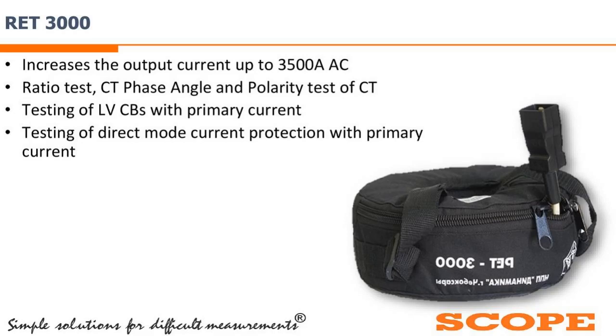Then we can conduct a ratio test of current transformer. Then CT phase angle measurement we can do. Polarity test of CT we can do. Also testing of low voltage circuit breakers with primary current we can do. So this is testing of direct mode current protection with primary current.